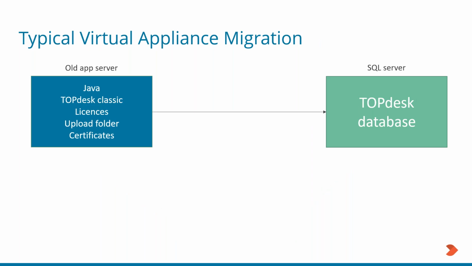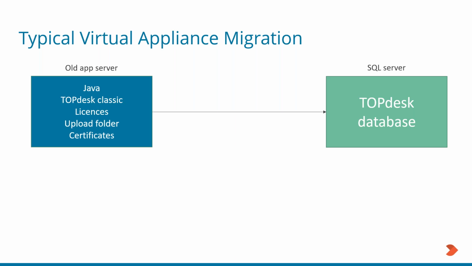So with this in mind, the differences between the 2 installations, let's just take a little bit of a look at what a typical migration process might look like from a classic installation to the new virtual appliance architecture. So there are a lot of permutations that are possible in terms of which servers are supporting which server roles. But this example migration goes through the most common configuration that we see at our customers. On the left-hand side, we have the application server, which is containing Java, TOPdesk Classic, and all of the license and various files that are being used. And on a separate machine, we have an SQL server, which contains the TOPdesk database.